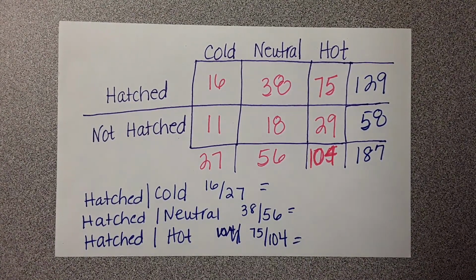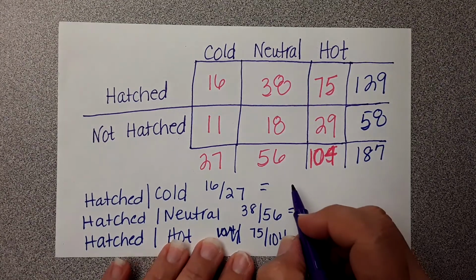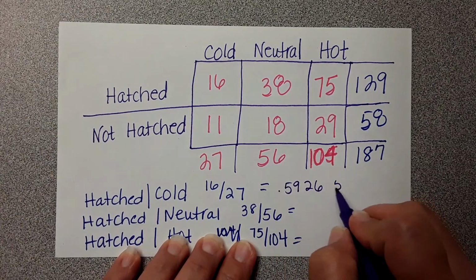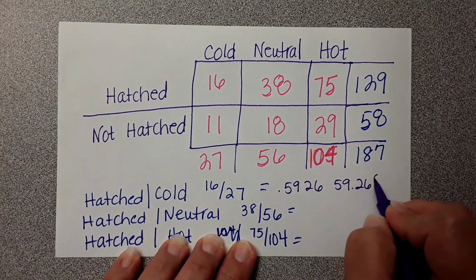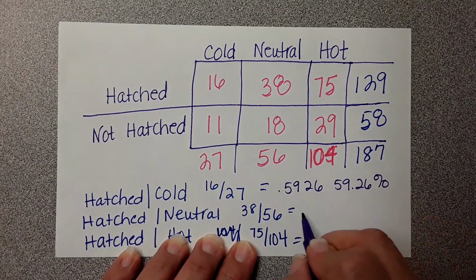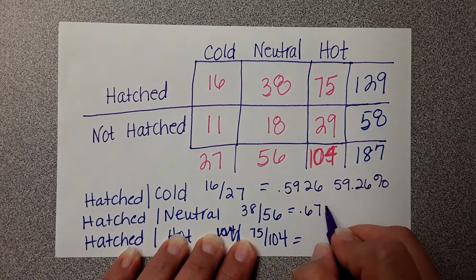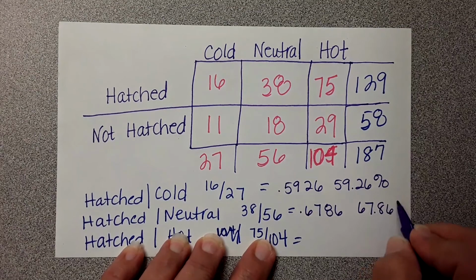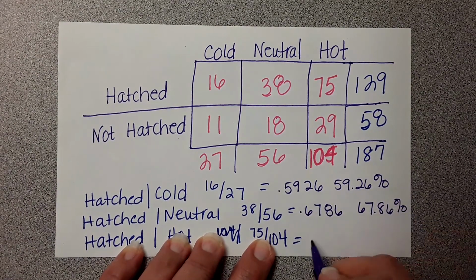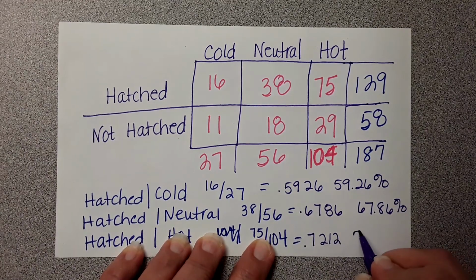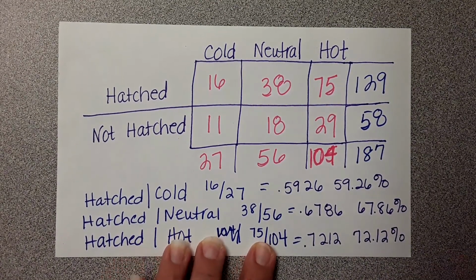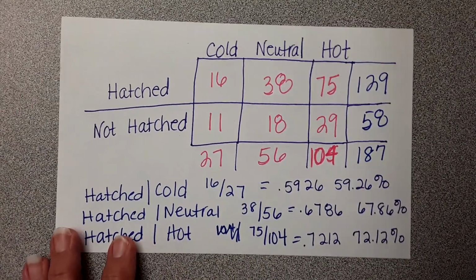Okay, you guys, so you should have gotten 0.5926, 59.26%, 0.6786, which is 67.86%. You should have gotten 0.7212, which is 72.12%. Now, what do you notice?